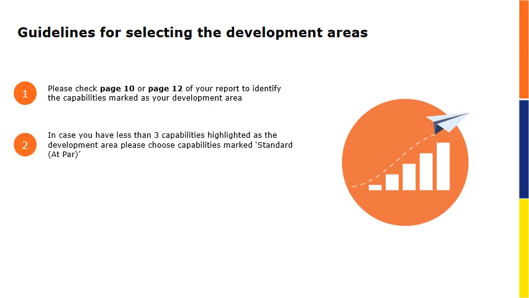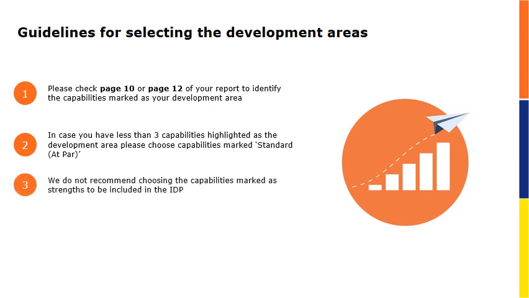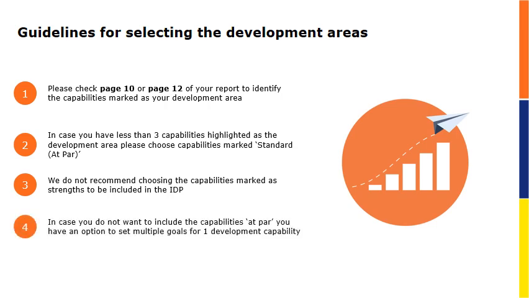In case you have less than 3 capabilities highlighted as the development areas, please choose capabilities marked as Standard at bar. We do not recommend choosing the capabilities marked as strengths to be included in the IDP. In case you do not want to include the capabilities at par, you have an option to set multiple goals for one development capability.